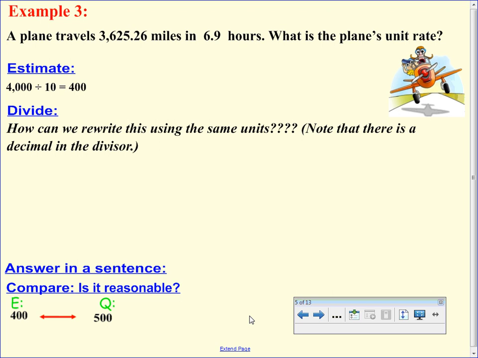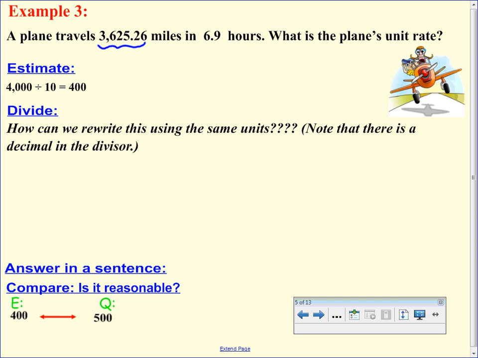So, estimate. First, let's read the problem. A plane travels 3,625 and 2600th miles in 6 9/10 hours. What is the plane's unit rate? Well, remember from Module 1, to get it down to the unit rate, we want to find out how far it goes in 1 hour. Oh my goodness. So let's estimate.